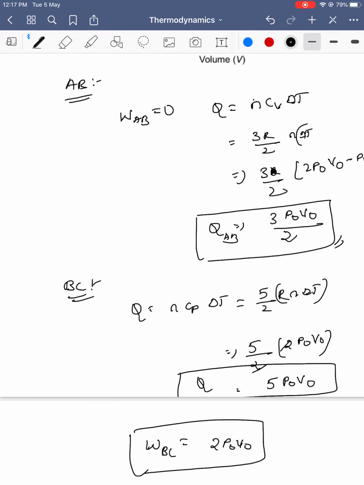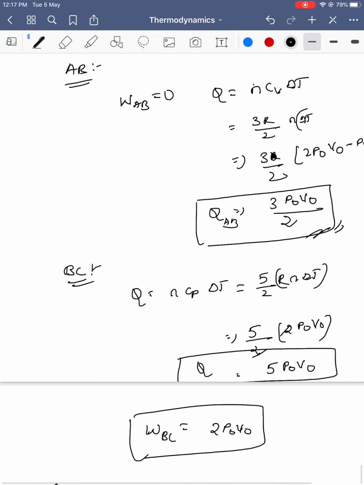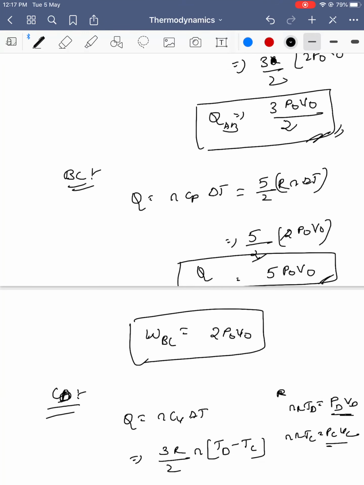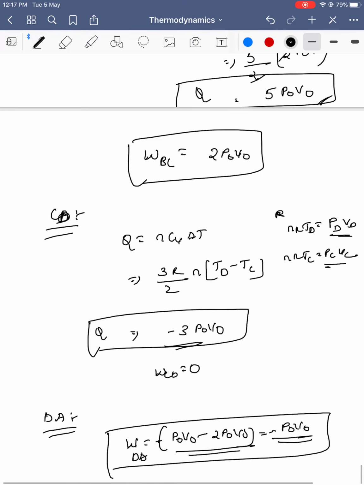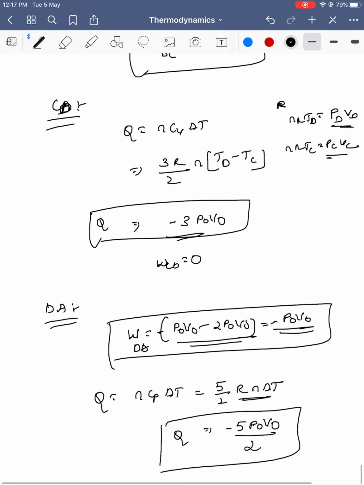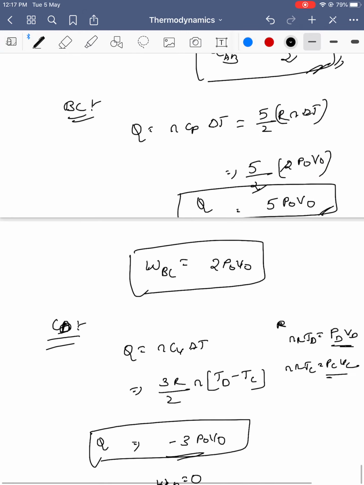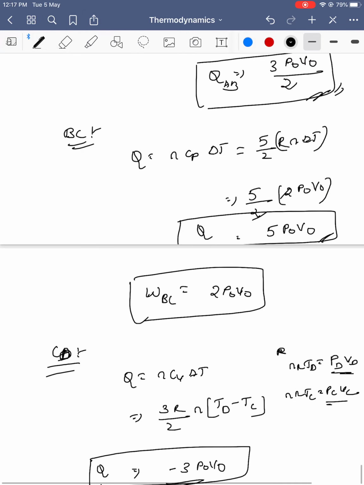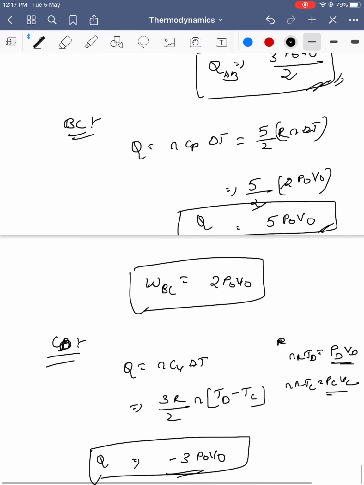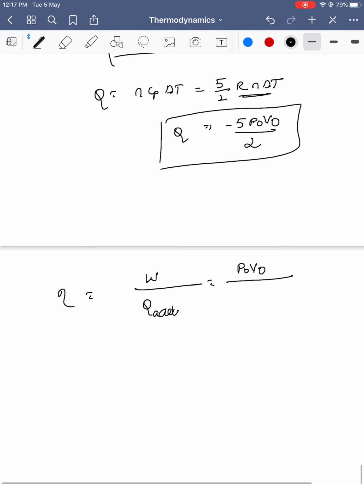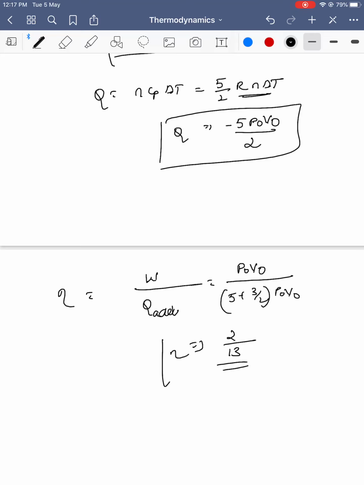Heat added in one place is equal to 3 by 2 P naught V naught, and 5 P naught V naught, minus everywhere, 5 by 2 and 3 by 2, 5 plus 3 by 2 P naught V naught. So this is the amount, 2 by 13 is the efficiency of the system. So this is how we calculate the efficiency.